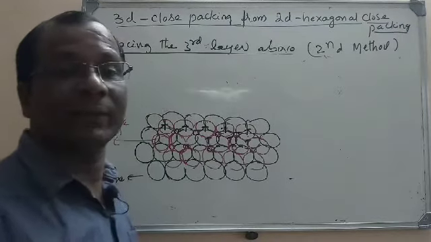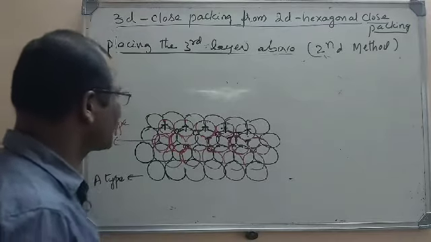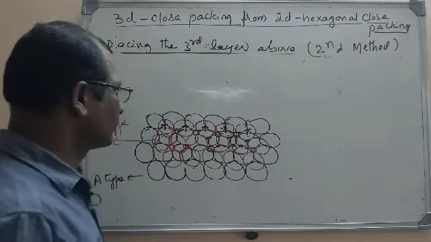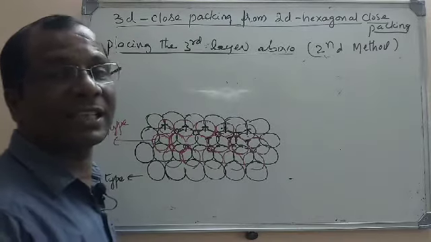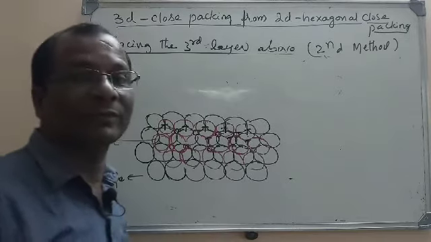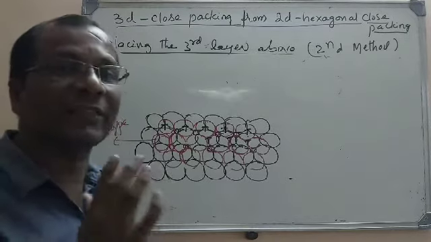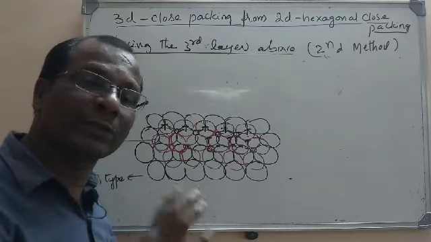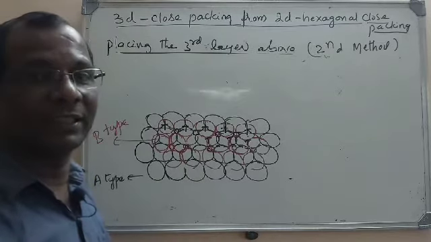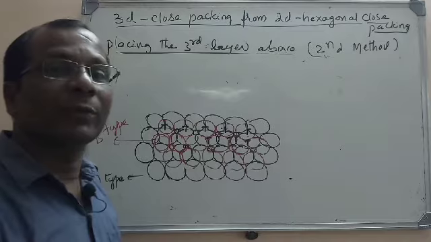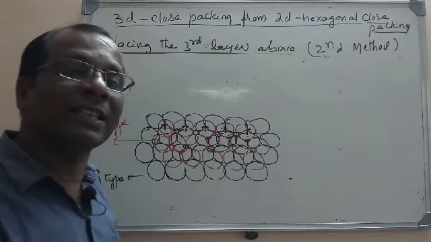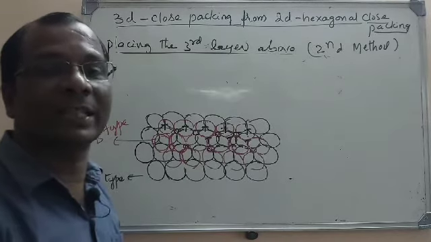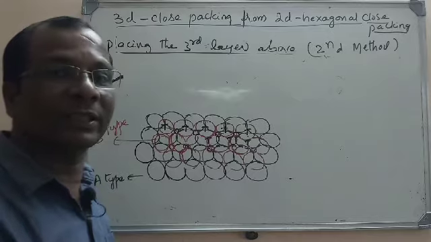Now we place the third layer in such a way that the octahedral voids produced in the second layer are covered by the spheres of the third layer. What was the earlier method? We placed the third layer covering the tetrahedral voids. When we did so, what did we get? HCP, hexagonal close packing, and the coordination number is 12, that is over.